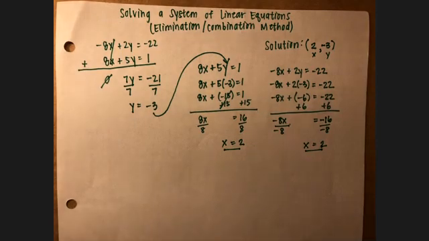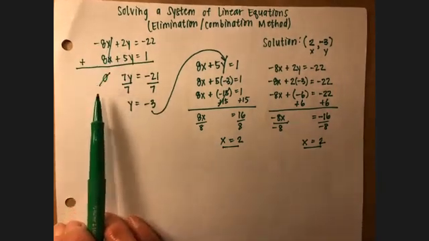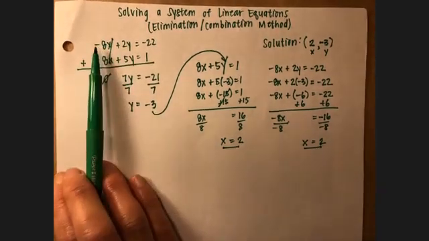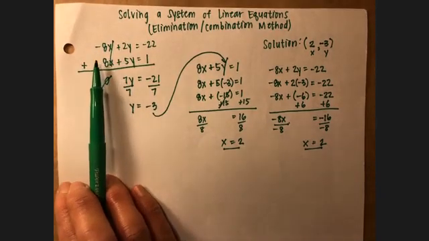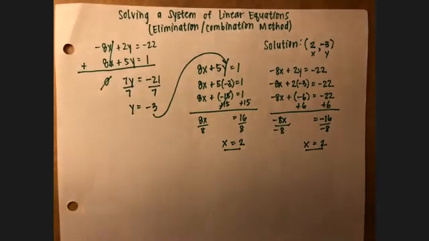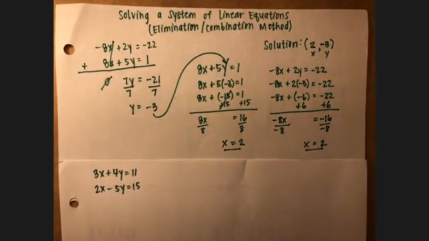Okay, next I'm going to show you a more complicated system of linear equations to solve using the elimination and combination method. So you'll notice that in this example, x was eliminated right away, right? We have a -8x and a positive 8x. So when we add these two equations together, the x goes away right away. However, what if we have an equation something like this?